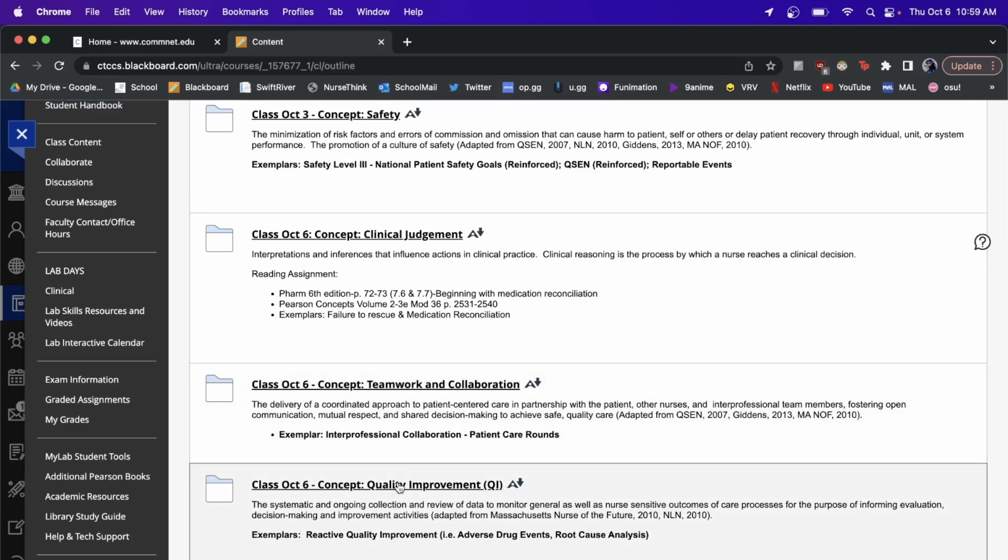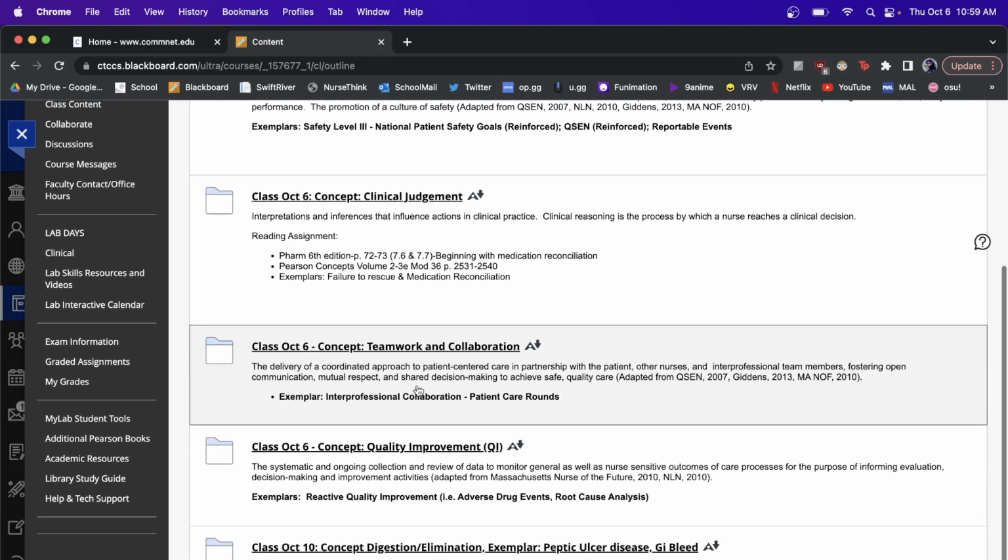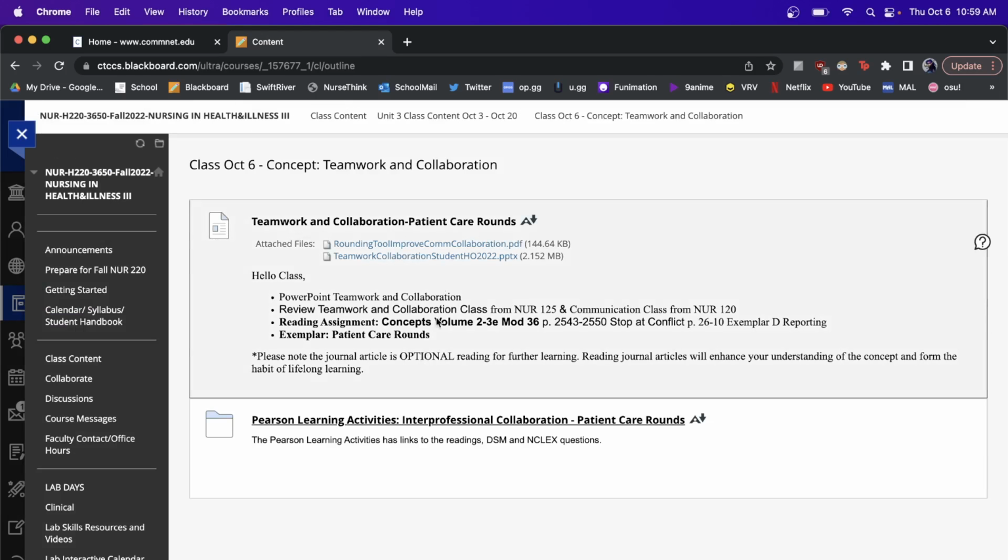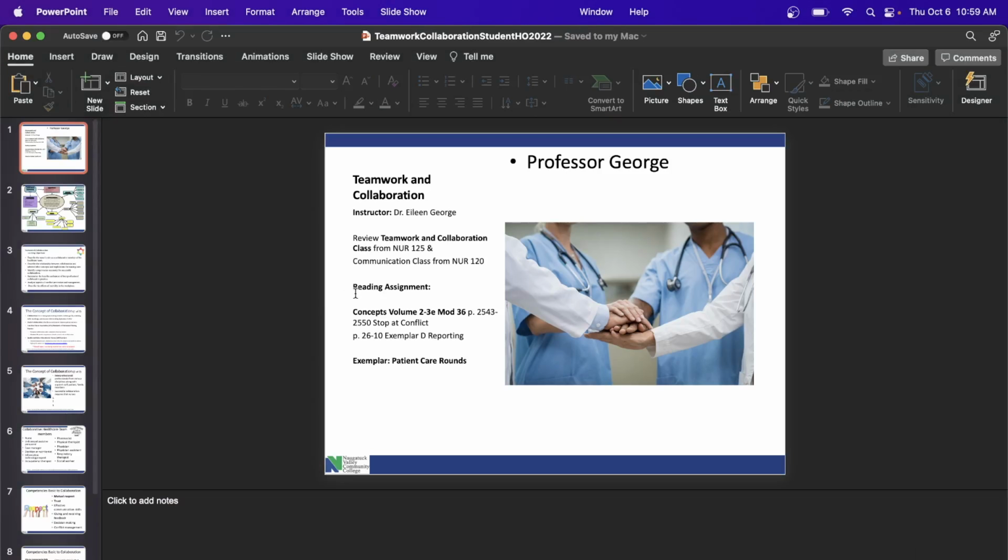Teamwork. This one here, I'll pull it up so you can see the first slide. Teamwork and collaboration.